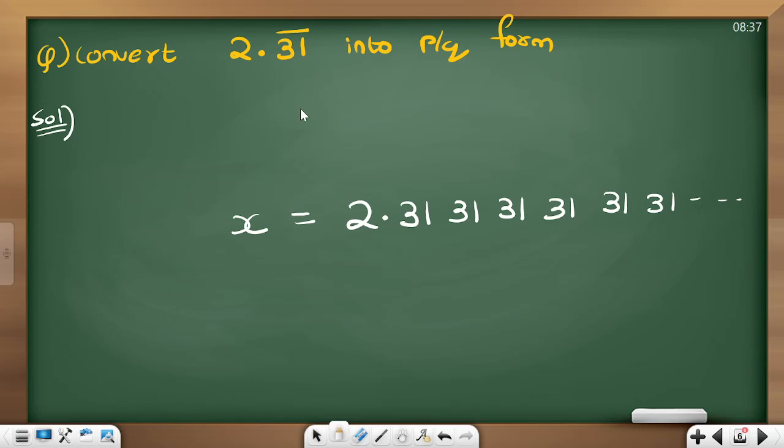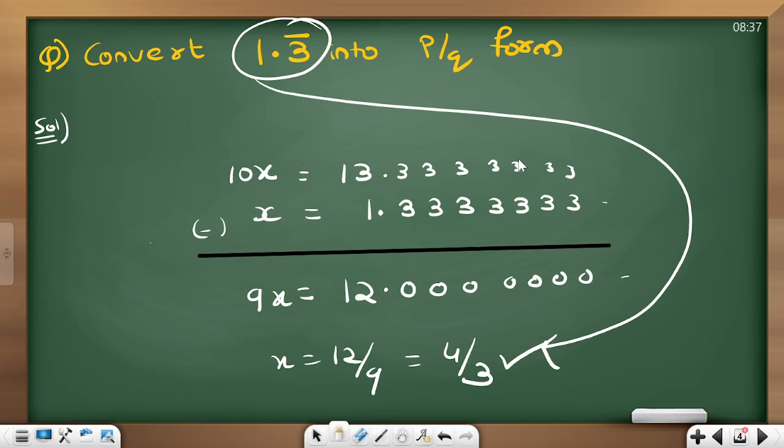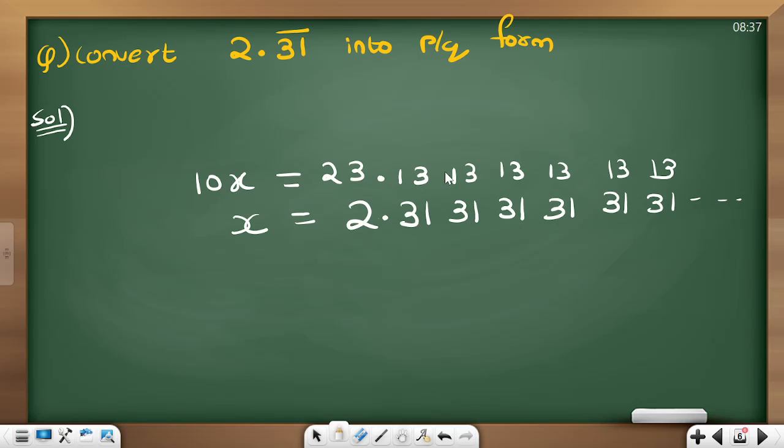Now as usual in the old way, if you multiply with 10, then the decimal will shift one place ahead, giving 23.13 13 13 13. Now if I subtract, in all the earlier questions the decimal part was cancelling while subtracting, but in this way it is not going to cancel. 1 3 is there, 3 1 is there, it's not going to cancel.